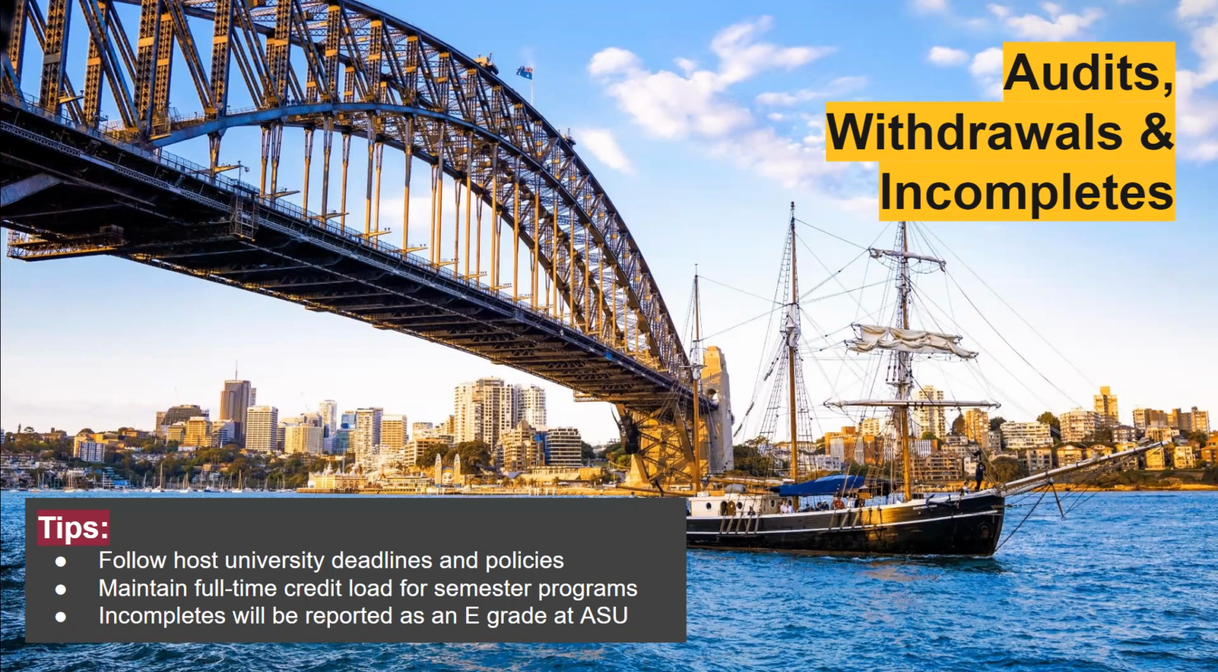Audited courses will not appear on your ASU records. Neither will withdrawals, if you have maintained at least the equivalent of 12 ASU credits in enrollment through the semester program. In the case of an incomplete grade, an E will be posted on your ASU records. You will need to work with your host institution or provider to complete the necessary assignments and paperwork to pursue a grade change. Once we receive an updated transcript, we'll update your ASU records to reflect your new grade.